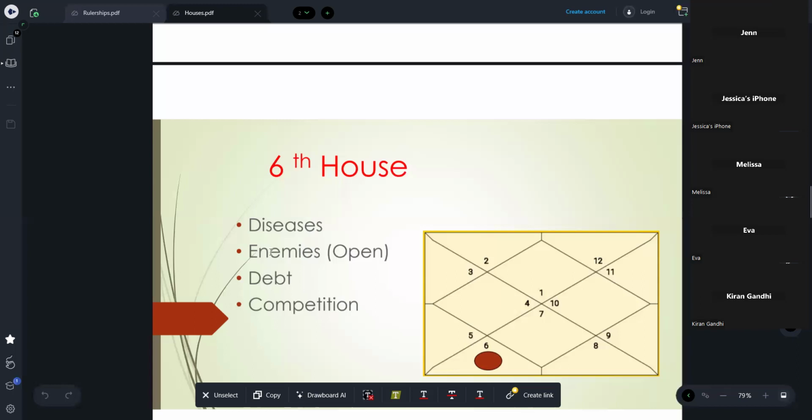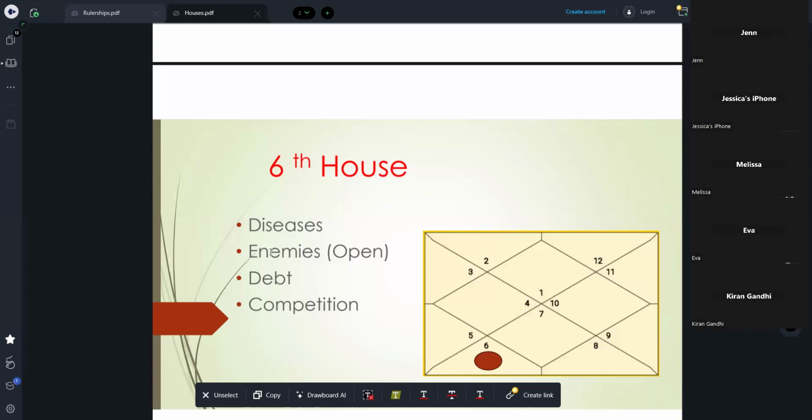Open enemies are seen from the sixth house. The reason I say open enemies is because some people are going to be right in your face. They'll tell you, I will take you to court, and I will do this to you and I will do that to you. Those are open enemies. They're in your face. You know about them. People around you will know that this person is your enemy. There's also hidden enemies. It's a different house. We'll get there.